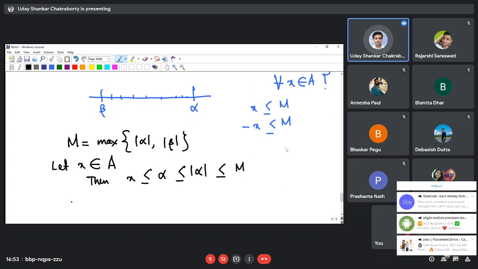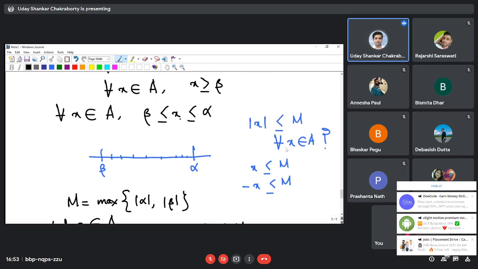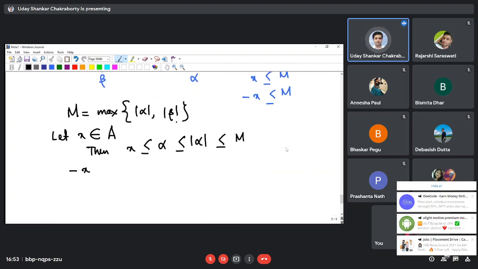What about minus x? From here you know that for all x, x is greater than or equal to beta. So minus x will be less than or equal to minus beta. Then minus beta is less than or equal to mod beta, and mod beta is less than or equal to m. So my job is done.